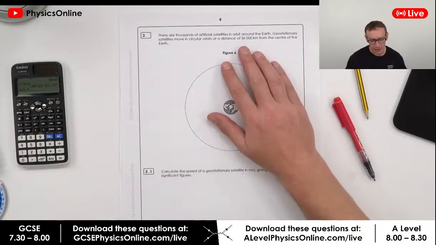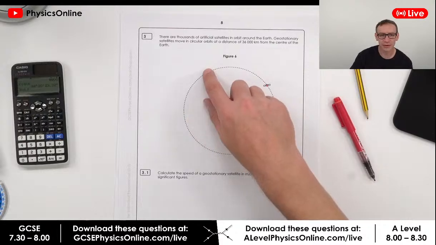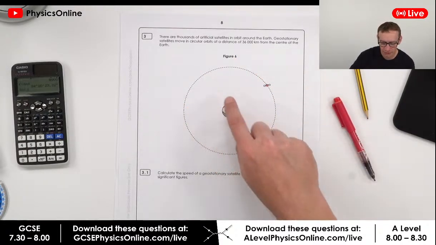So, the first question is about artificial satellites, and it gives you lots of information. It says there are artificial satellites in orbit around the Earth.